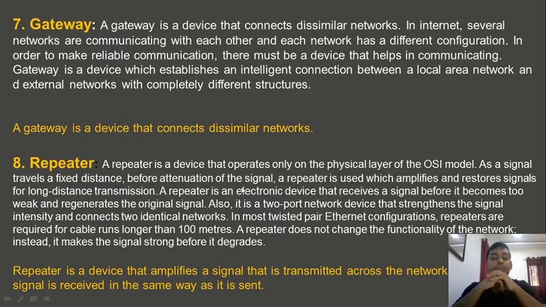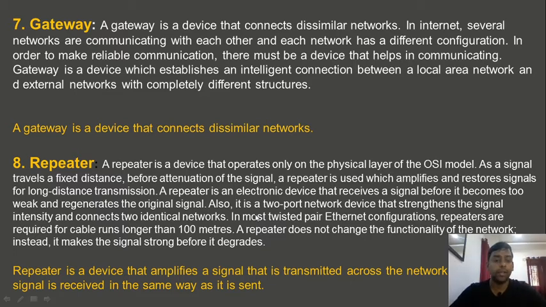When data is transferred through any physical medium, copper wire or any kind of medium, after some distance the strength of the signal will definitely be lost. So a repeater is a device that plays a vital role in improving the strength of the signal. A repeater is used to amplify and restore the signal for long distance transmission. It is an electronic device that receives a signal before it becomes too weak and regenerates the original signal. It is used to amplify the signal whenever it's getting low.